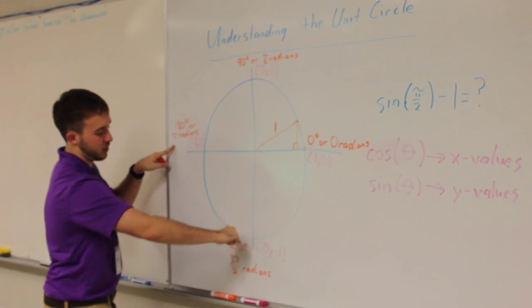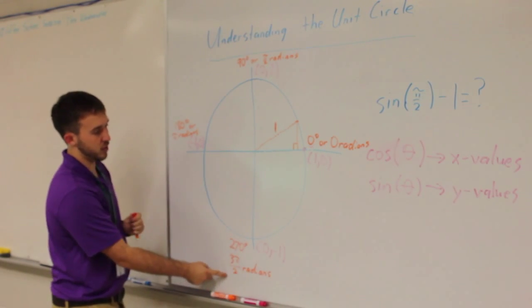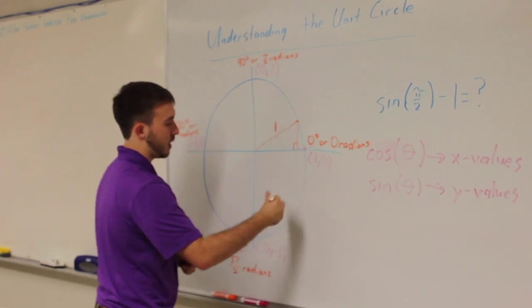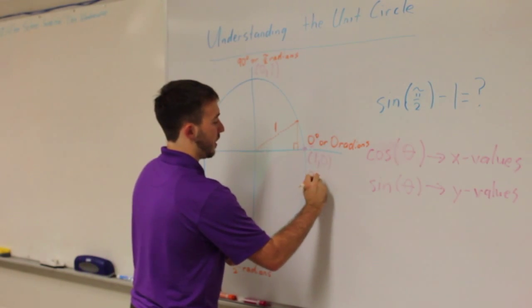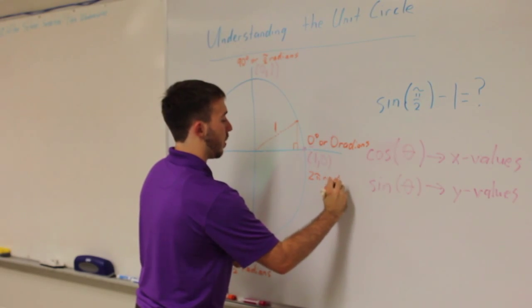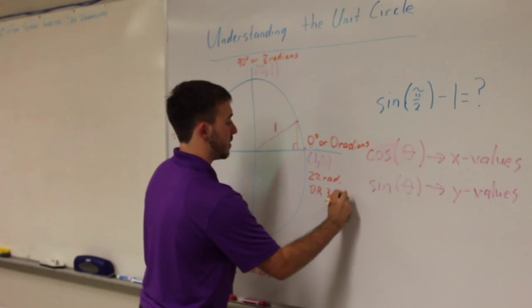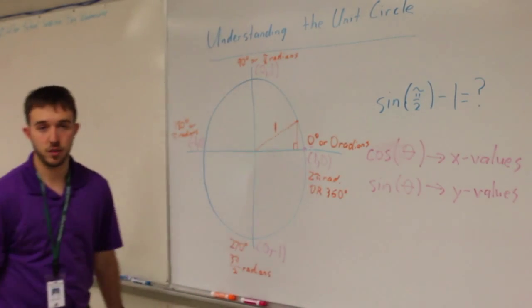Three-quarters of the way around is 270 degrees or 3 pi over 2 radians. All the way back around, if we make the entire trip, is either 2 pi radians or 360 degrees. And that makes sense. 360 degrees is a complete circle.